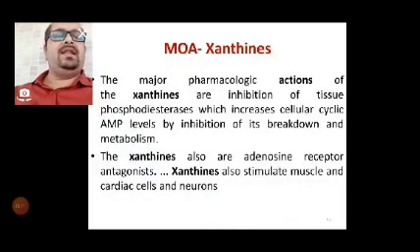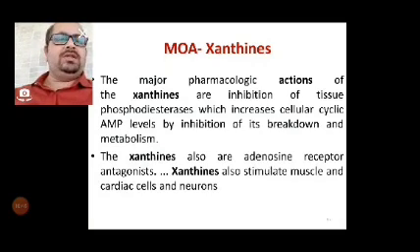Mode of action of xanthine alkaloids. The major pharmacological action of the xanthines is inhibition of tissue phosphodiesterase. It inhibits tissue phosphodiesterase, which increases the cellular cyclic AMP levels by inhibition of its breakdown and metabolism. This is one way of action of xanthine alkaloids.